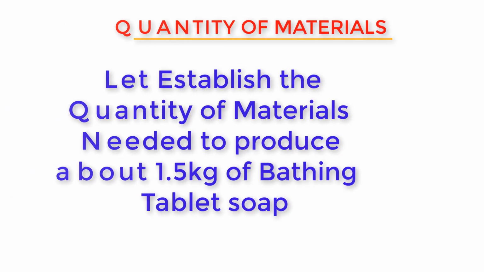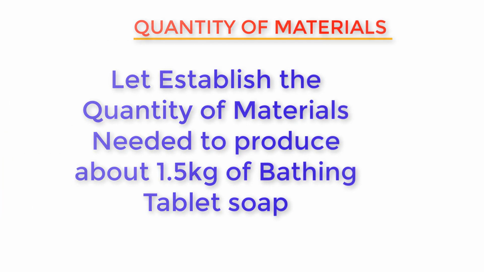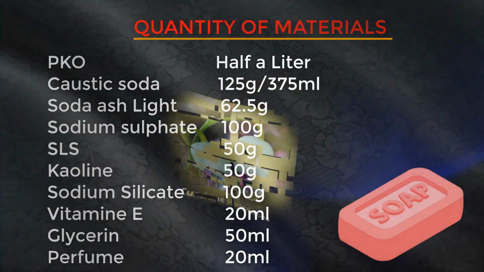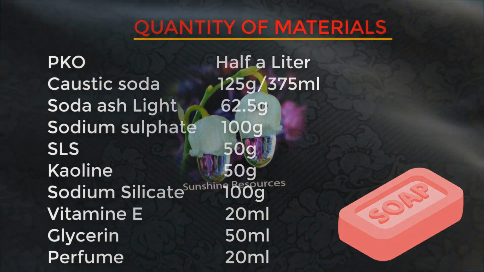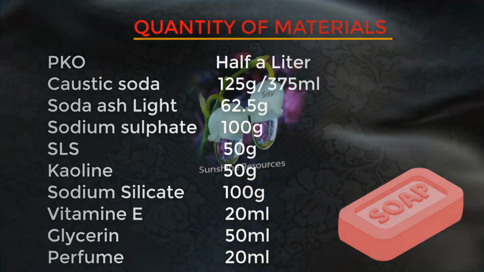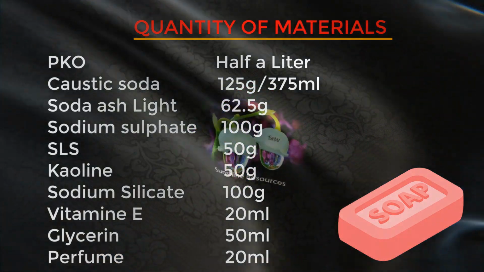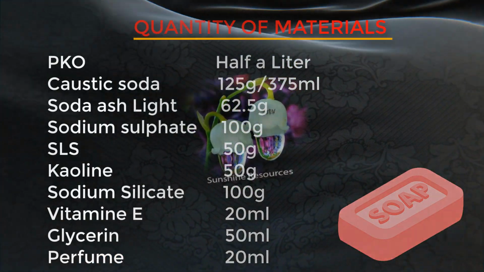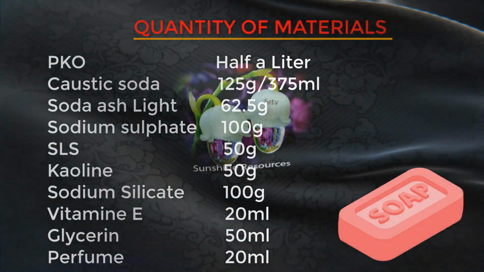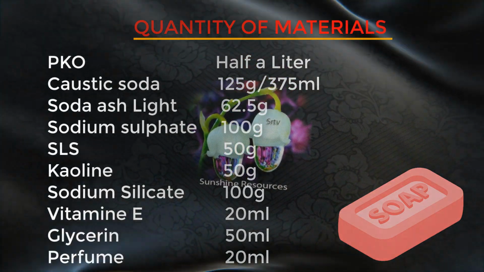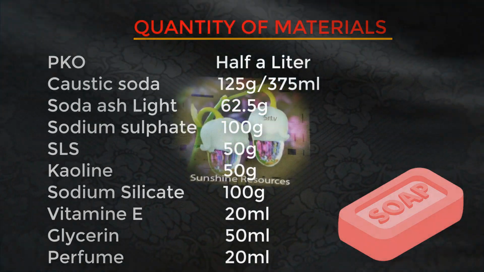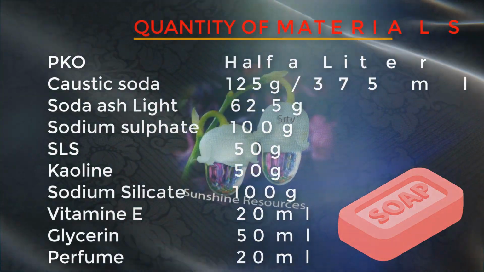Now let's establish the quantity of materials needed to produce about 1.5 kg of tablet bathing soap. Palm kernel oil, also known as PKO, half a liter, caustic soda 125 gram, soda ash light 62.5 gram, sodium sulphate 100 gram, sodium lauryl sulfate, also known as SLS, 50 gram, kaolin 50 gram, sodium silicate 100 ml, vitamin E 20 ml, glycerin 50 ml, and perfume 20 ml.